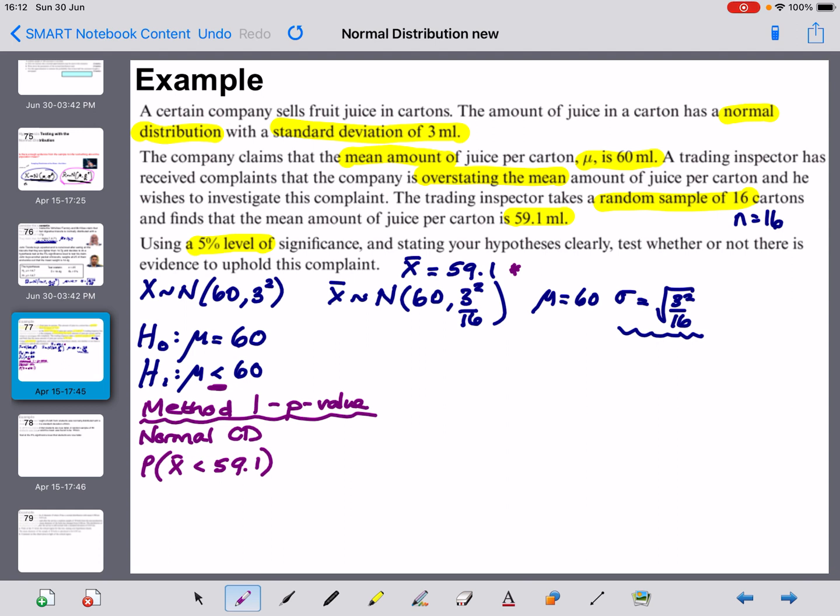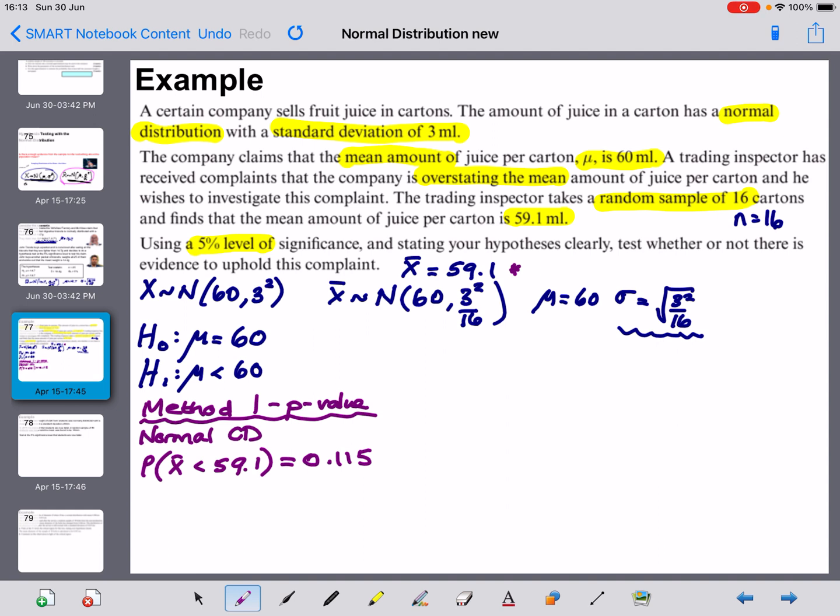Okay, because it's the same. So what is that probability? If we use our normal CD, 59.1 would be the upper limit, so we could just put 0 in for our lower limit. We end up with a probability of 0.115.